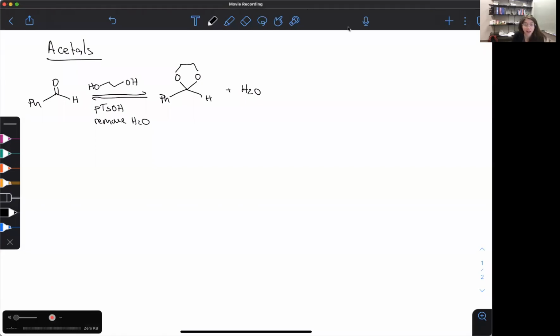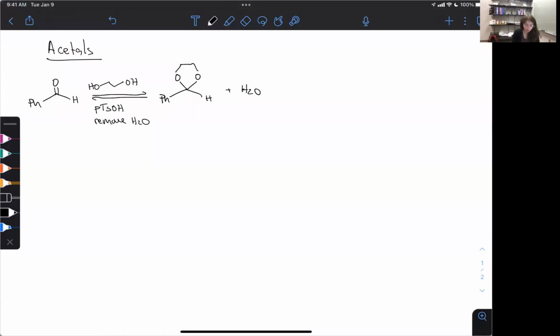Everybody, I'm going to go over acetals in this video. So in class, we had seen an example of an acyclic acetal being formed. I'm going to go over the synthesis of a cyclic one. This is a really common acetal to make in terms of just using ethylene glycol as your alcohol source.